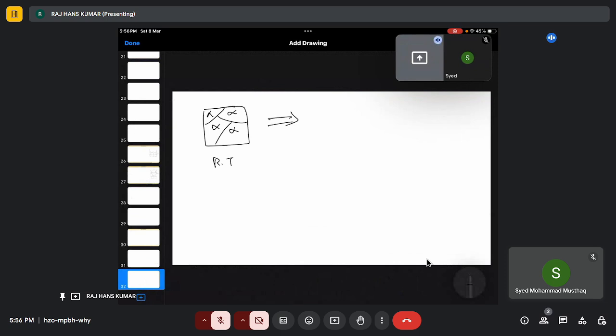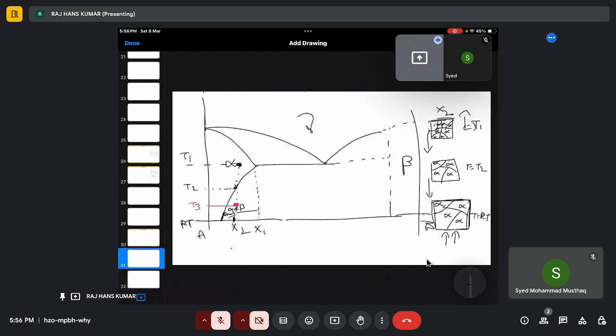Now this one is called as supersaturated solid solution, right? Why am I calling it a supersaturated solid solution? Because it has exceeded its solubility limit, right? At room temperature, this is the amount of B atoms that the alpha can maintain. But because of the quenching, it is maintaining more than that. That is, it has exceeded the saturation limit. That's why we call it a supersaturated solid solution.